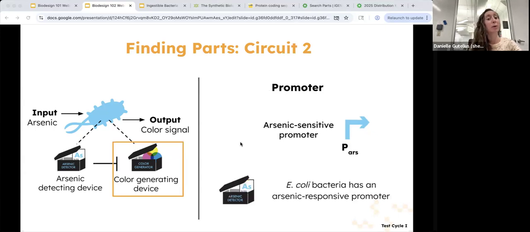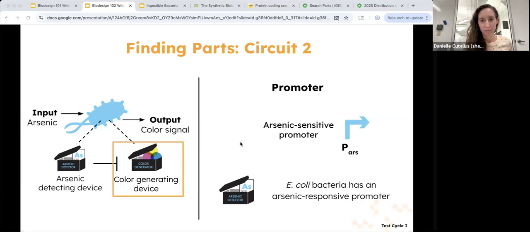Now, the promoter to control our color generating device. The tricky part here is we need that promoter to recognize our repressor protein. Luckily, we already discovered our repressor protein binds to the ArsR promoter. So that's already a known thing. That's the promoter we're going to use to control circuit 2.